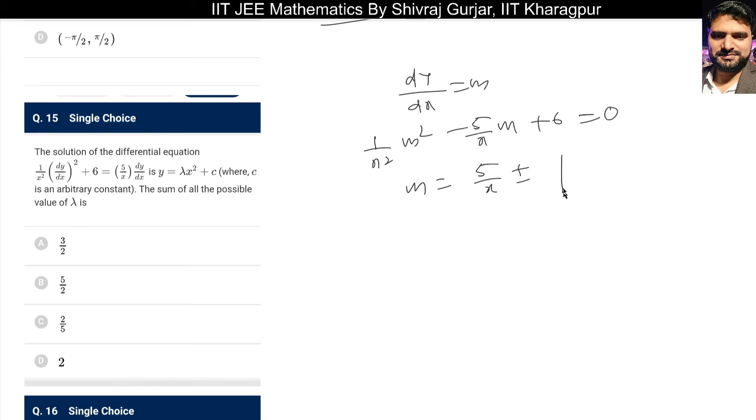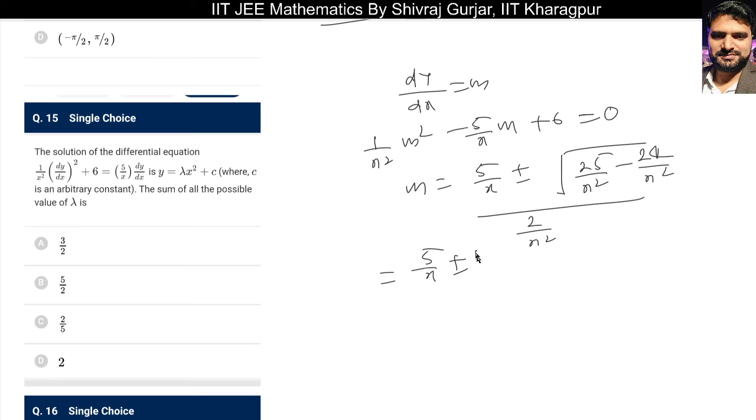minus b plus minus square root of b square minus 4ac upon 2a. So this is 1 by x. So 5 by x plus minus 1 by x divided by 2 by x square. That is 6 by x into x square by 2, or 4 by x into x square by 2. This is 3x or 2x.